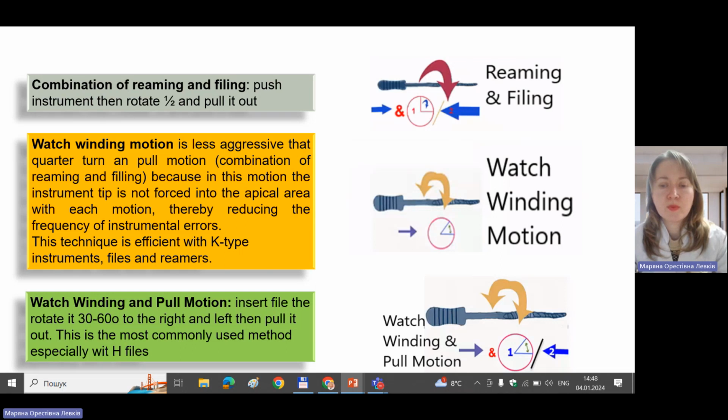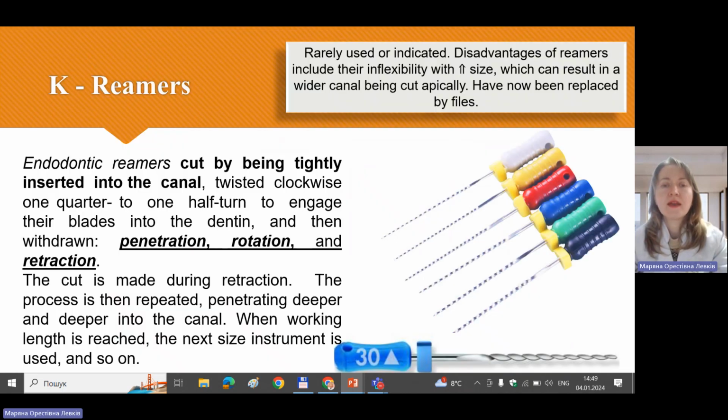Watch winding and pull motion. Insert the file, then rotate it 30-60 degrees to the right and left, then pull it out. This is the most commonly used method, especially with H files. K-reamers are rarely used or indicated. Disadvantages of reamers include the inflexibility with increasing size, which can result in a wider canal being cut apically. They have now been replaced by files.